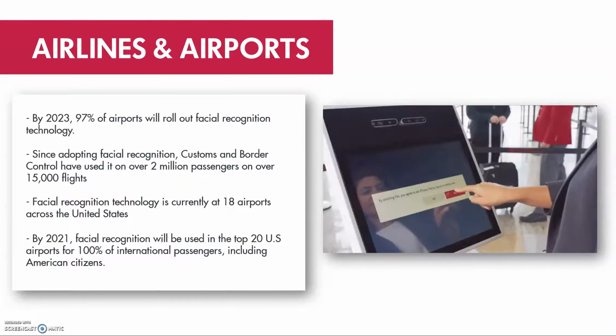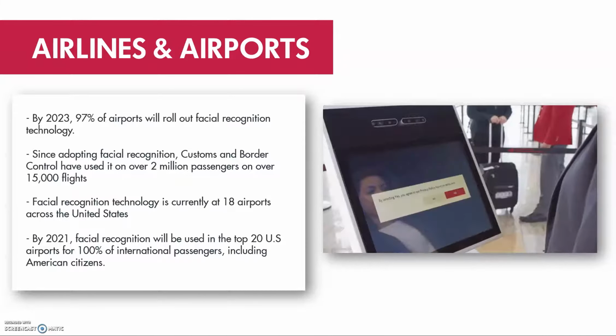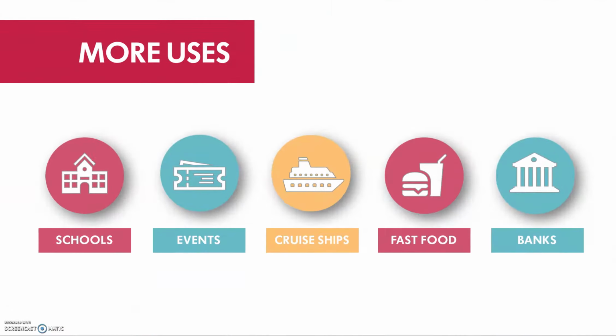And on the right, you can see Delta's new check-in kiosk, and one of the options is now facial recognition instead of using a boarding pass. So a couple more uses. Schools are using it to identify suspicious individuals with the intent of preventing school shootings. This is not considered to be very effective, and so instead they're now focusing on technology which is identifying weapons like guns and knives instead of individual faces.